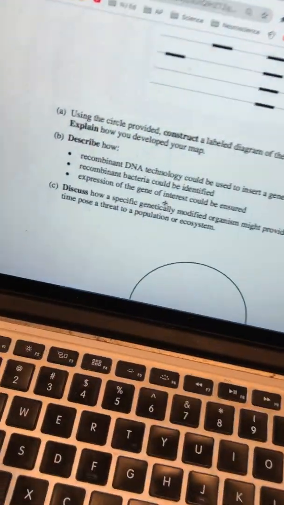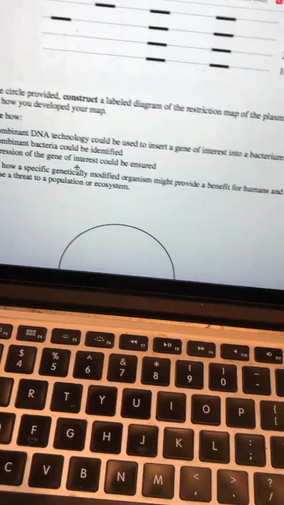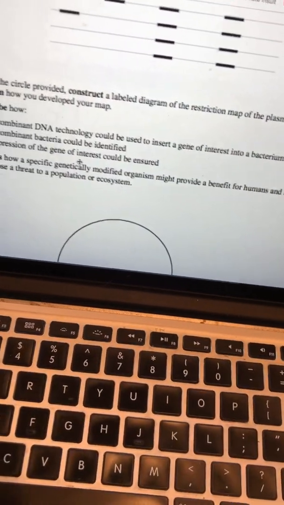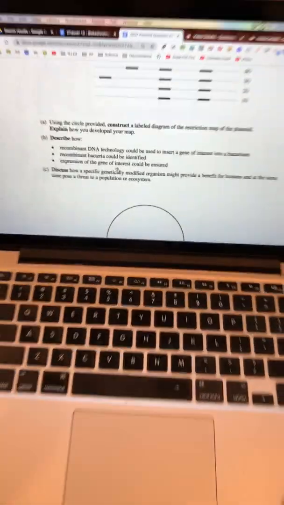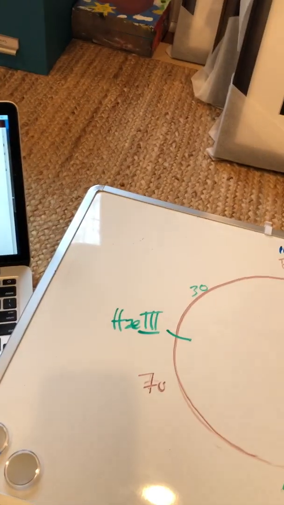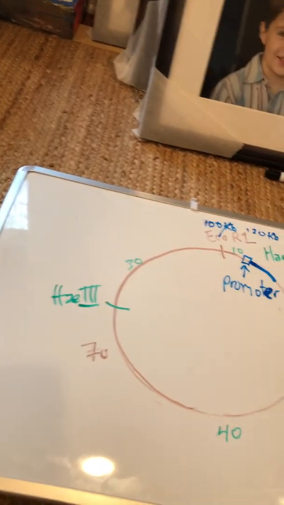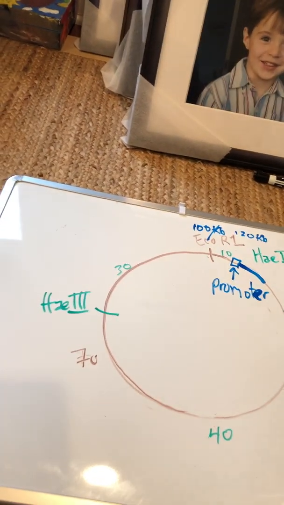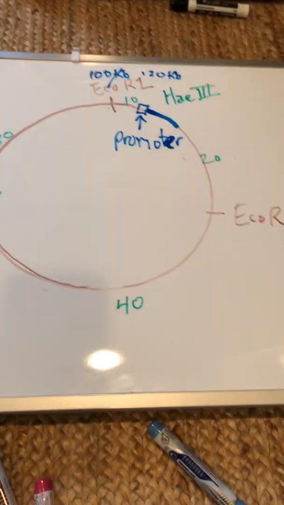The final question on this is discuss how a specific genetically modified organism might provide a benefit for humans and at the same time a threat. I think I'll discuss this. My concern about GM technology is not huge for you guys on this year's exam, but I'll have a separate discussion of that at some point.